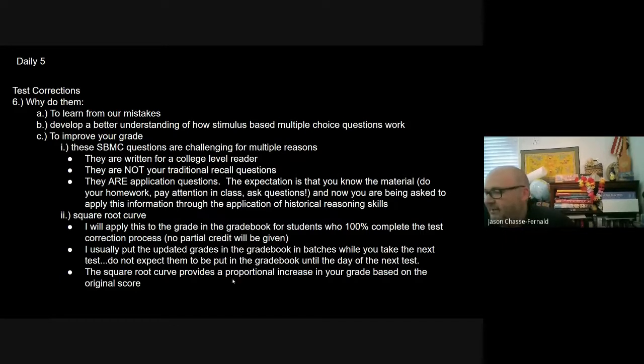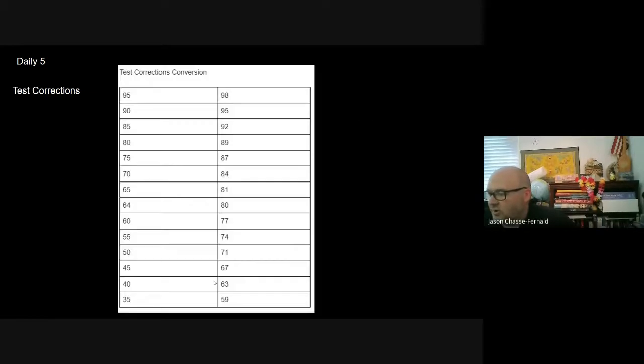Who knows? Maybe I'll get an early batch where I want to thin it out, but don't expect that. The square root curve, which I'll show you in a second, does provide a proportional increase on the grade based on the original score. So to show you what I'm talking about, this is what the square root curve looks like.